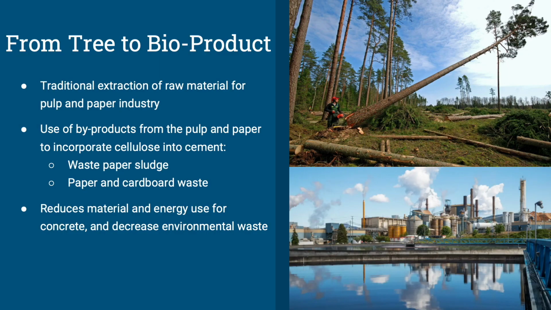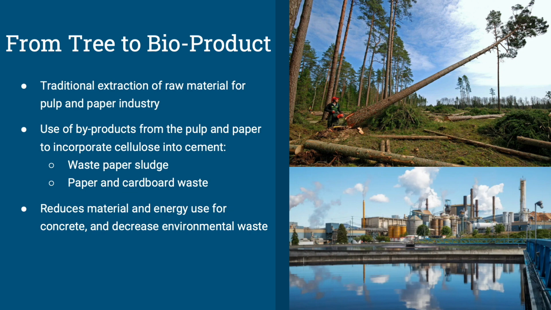The cellulose used in cement and concrete come from the byproducts of the pulp and paper process. Trees are harvested and sent to pulp and paper mills where they produce a finished product, which gives way to waste used in concrete and cement. Or these byproducts come from the pulp and paper recycling process.